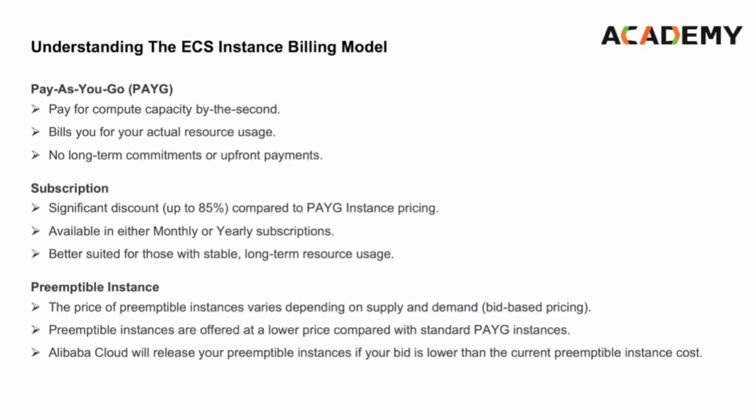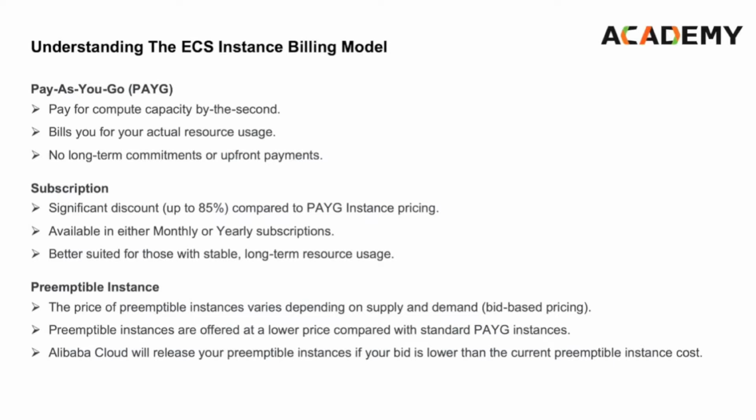Now we come to the ECS instances billing model. We have the pay as you go, that is the pay-G model. That is, we pay for the compute capacity by seconds, based on how many seconds we are using. Based on that we will be paying for that ECS instance, and it bills you only for the actual resource usage. If you are not using the ECS instance, you will not be charged anything, and there are no long-term commitments or upfront payments for that purpose.